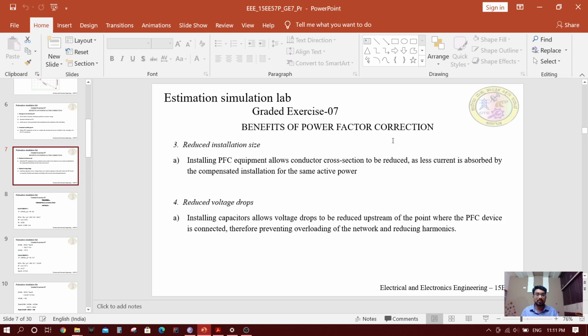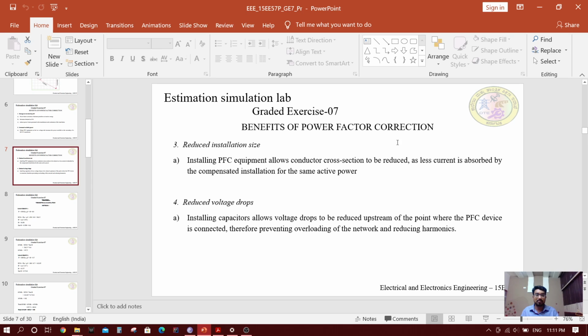Now with power factor correction we can reduce the size of the conductor. As the current drawn is less we can have very small conductor when compared to earlier where the power factor was very low. Now with the improvement in power factor we can have a lesser cross section conductor, hence spending less money on buying that conductor.